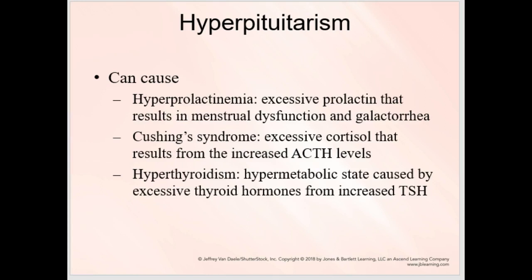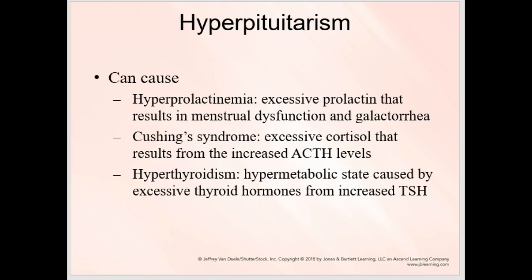We can also have hyperprolactinemia, which is excessive prolactin release. So this can cause issues with menstrual dysfunction and also an increase in the production of milk in the breasts. And this could happen in male or female, which would cause an increase in the size of the breasts.